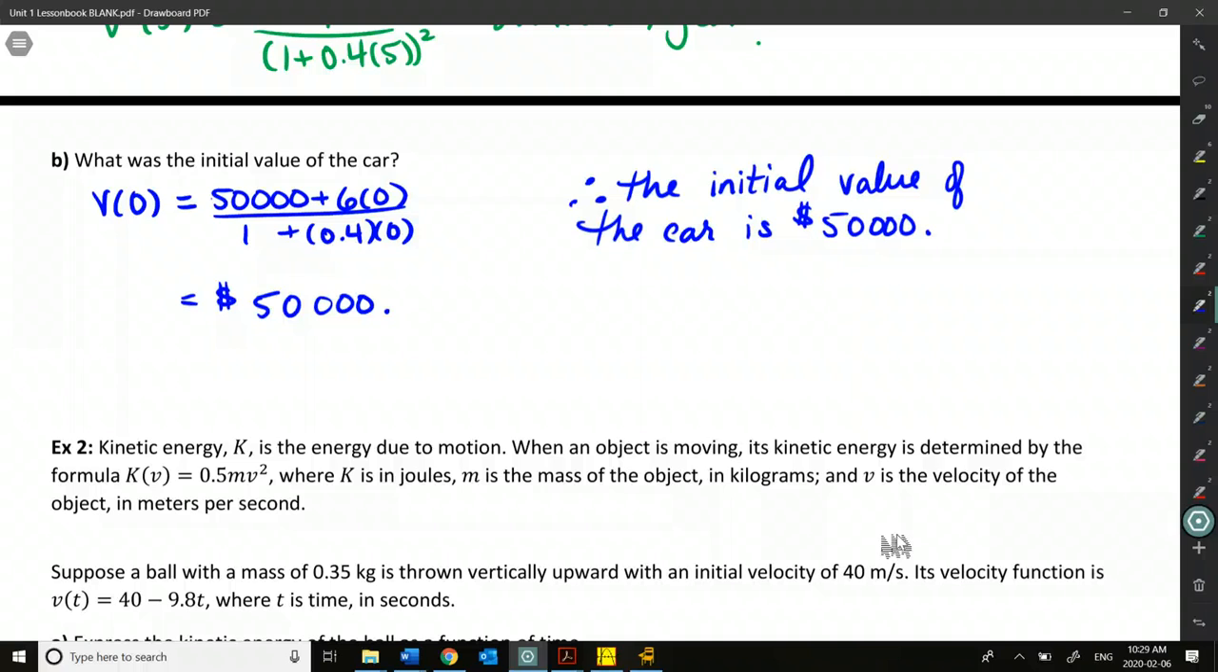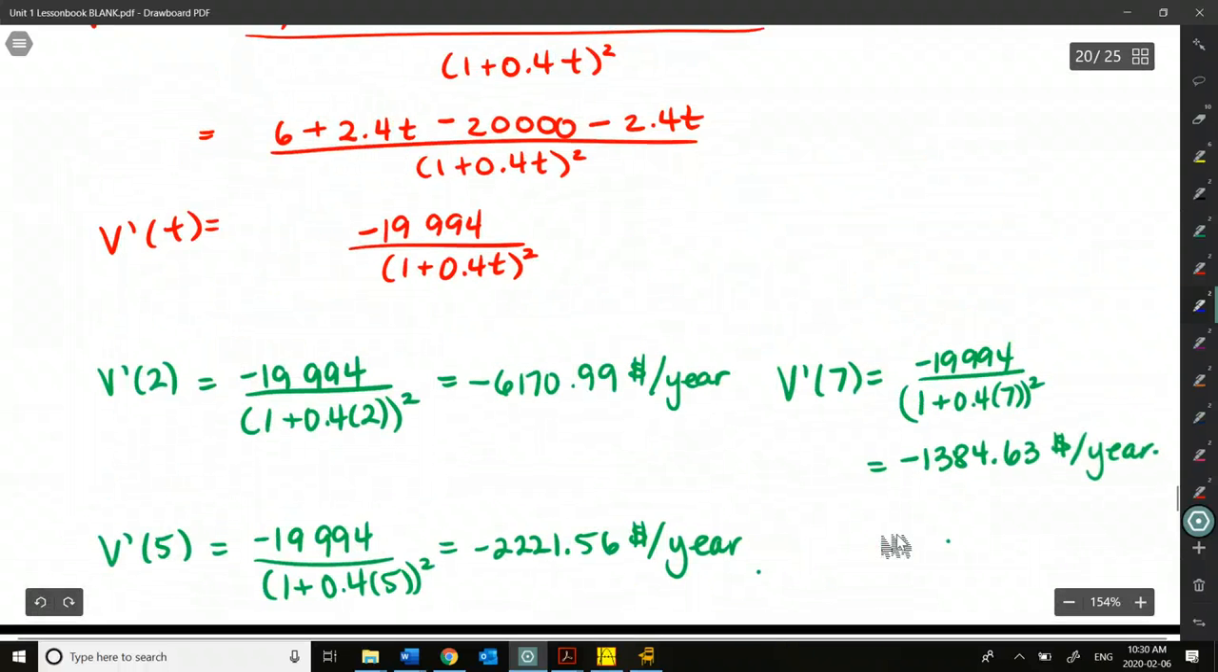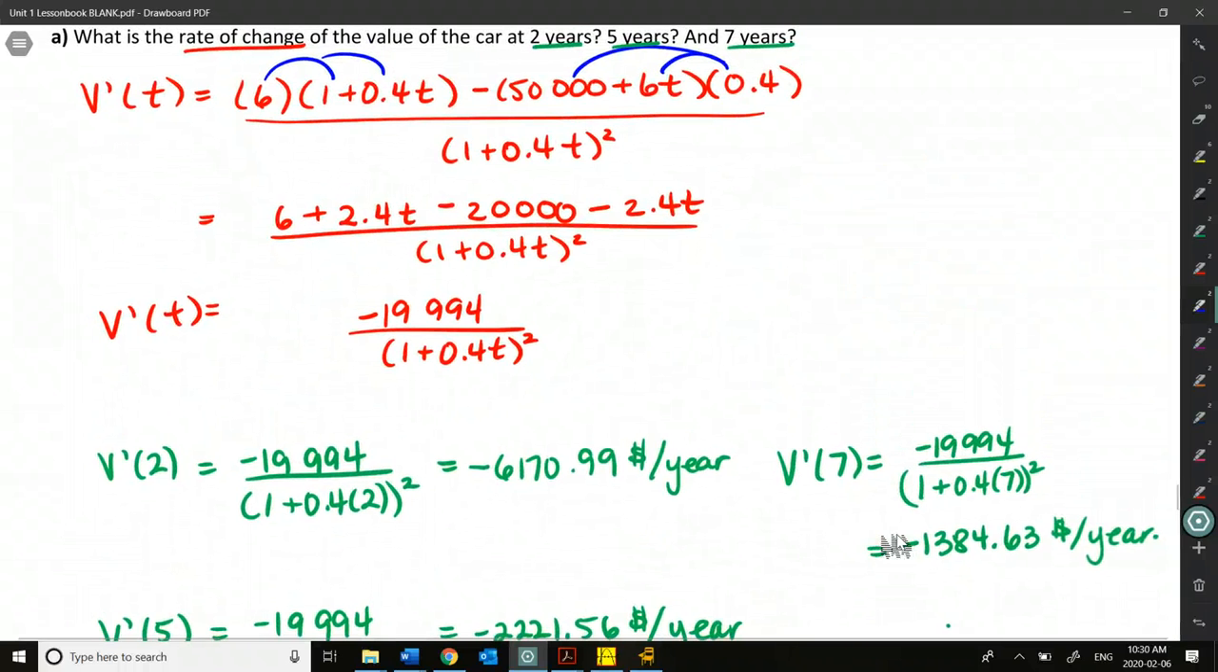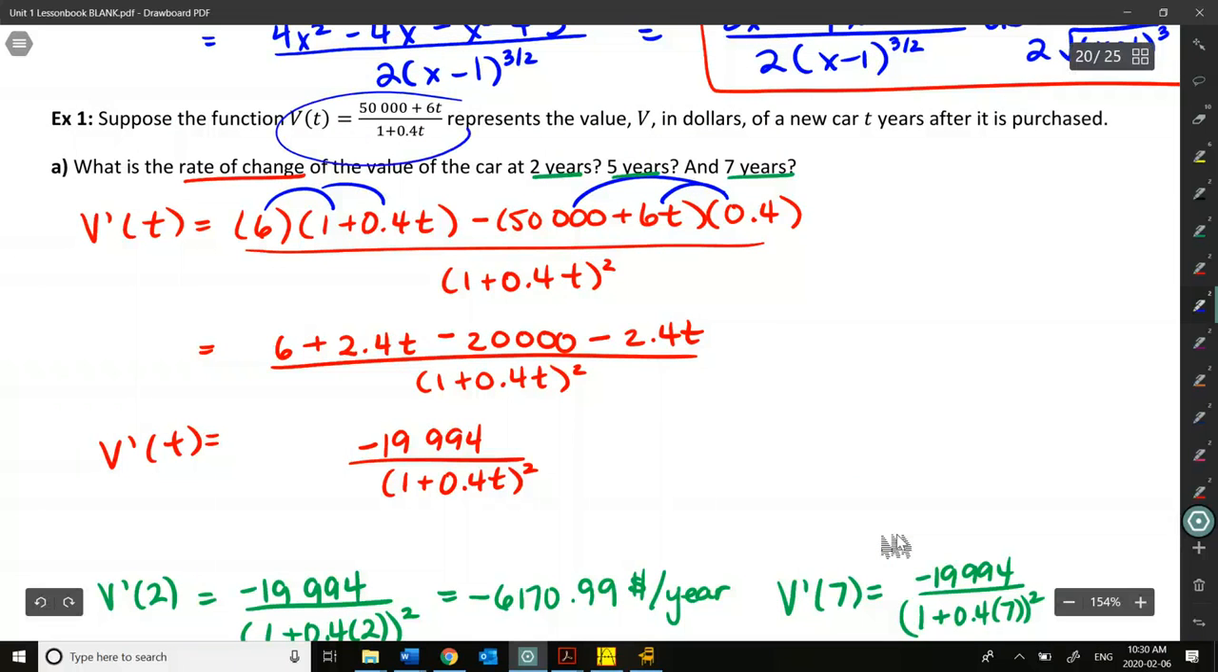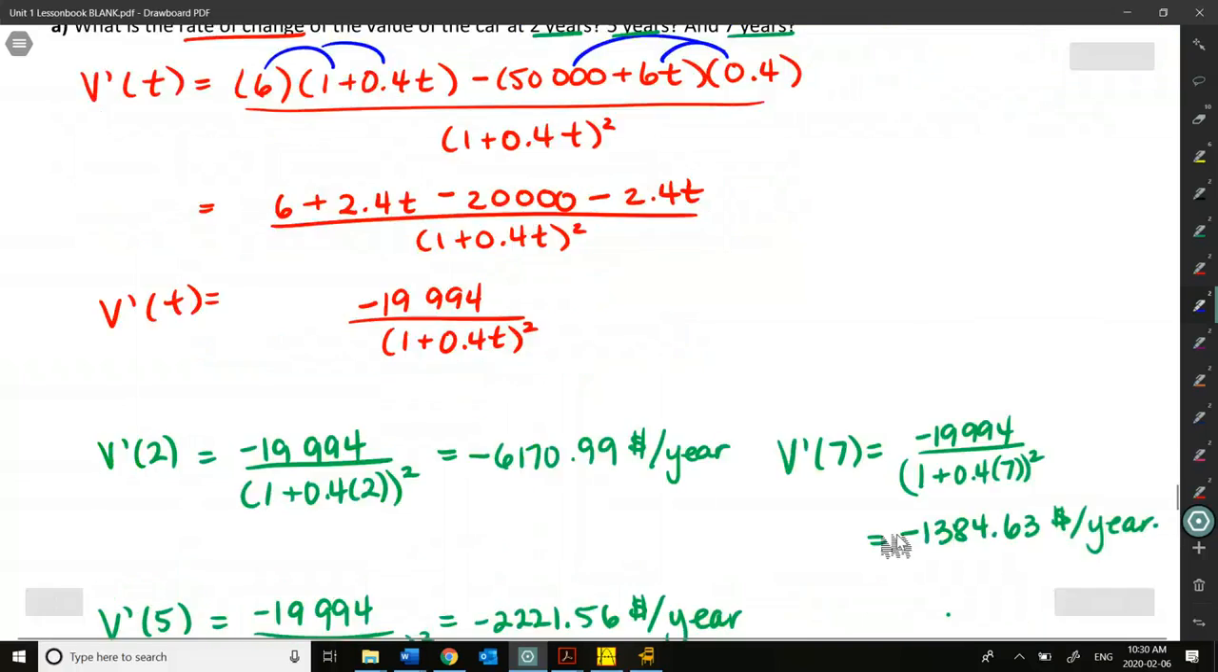Okay, any questions so far? Essay? Pardon? Yeah, I mean, if we use the derivative function, we're getting rate of change in the car's value at a particular number of years. So if we're just trying to find the car's value at year 1, we can just use the original function. Yeah.